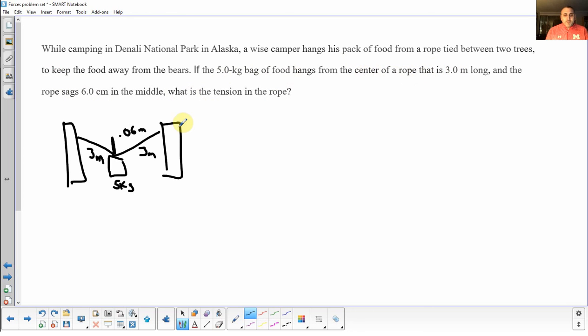So, I'm sorry, the rope is not 3 meters long. The rope is, oh wow, from the center of a rope that is 3 meters long. So each of these sides, I apologize, must be 1.5 meters, which now has screwed up all of my calculations. So I'm going to have to do this with you. We're doing real physics here, folks. 1.5 meters. Sorry, that's what happens when I don't read very carefully. So, each of these is 1.5 meters. Each side of this is 1.5 meters long.